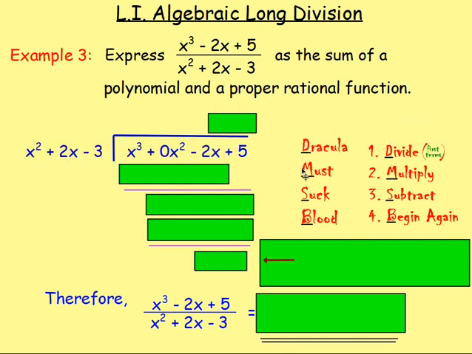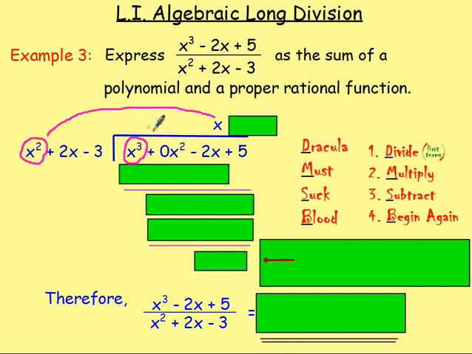After that, Dracula must suck blood. So we're wanting to divide, D for divide, and you want to divide the first term. So x cubed divided by x squared. If you do that, x cubed divided by x squared, well, that's going to give you x. After that, you're wanting to multiply. Dracula must, M for multiply.